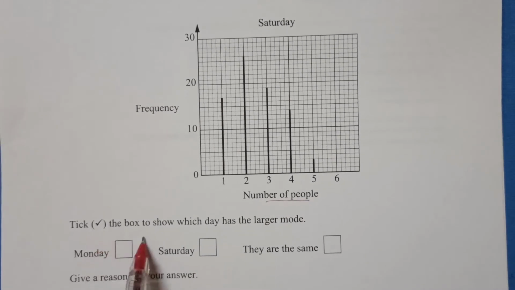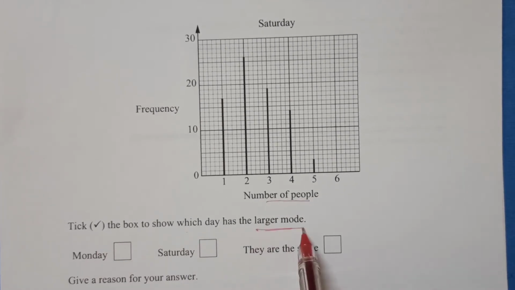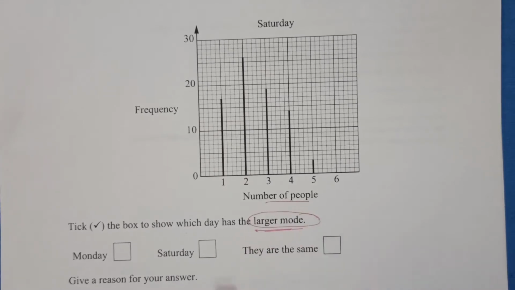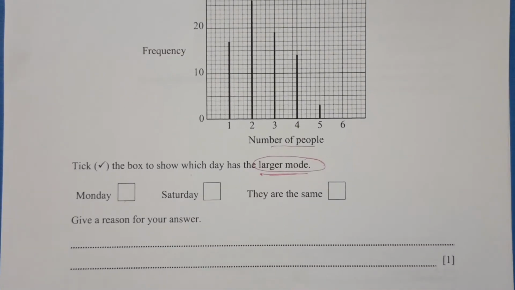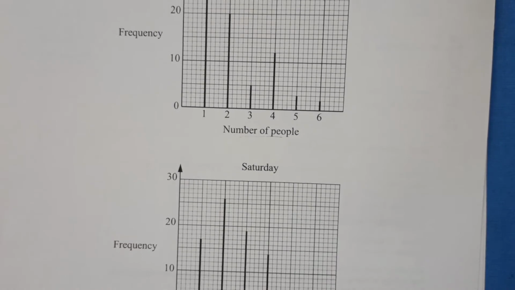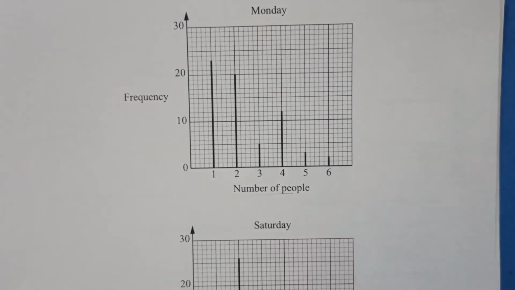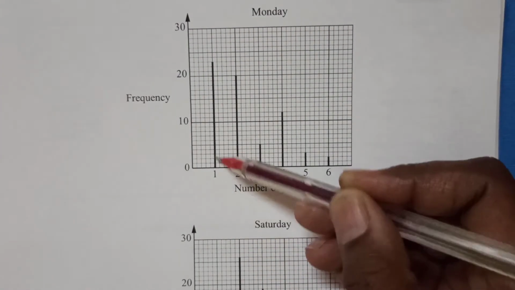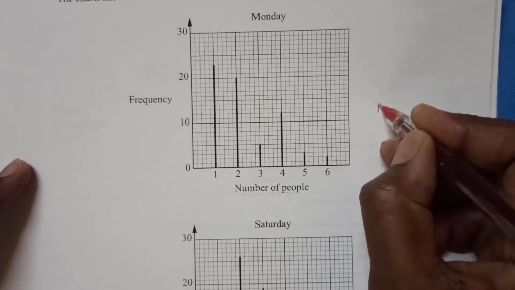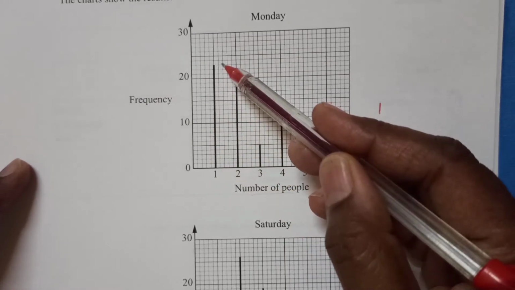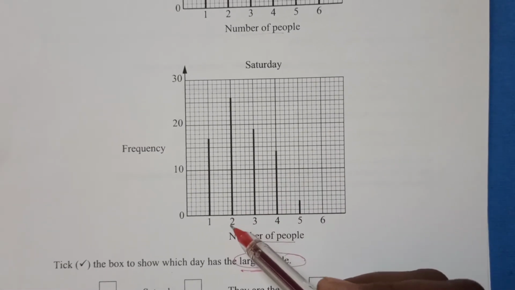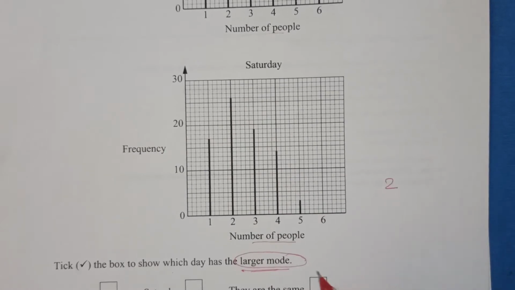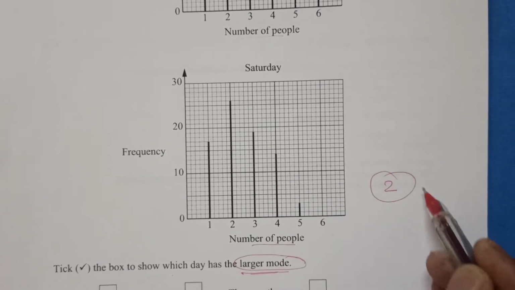The question is, tick the box to show which day has the larger mode. So we are going to compare the mode: Monday, Saturday, or they are the same. Then we have to give a reason for that. So let's see that. Now what is mode? Mode is the value with the maximum frequency. Here the number of people is 1 most of the time. Maximum frequency is for 1, but here you can see the maximum frequency is for 2. So the mode is greater in the case of Saturday, right?